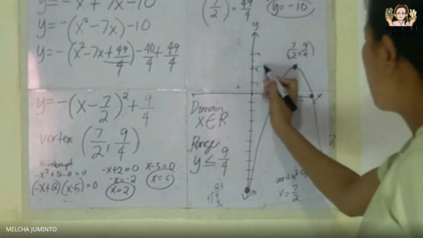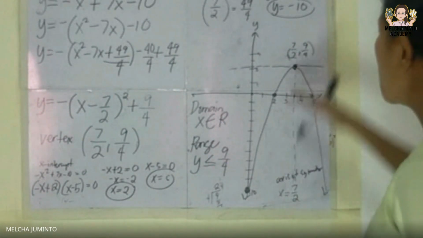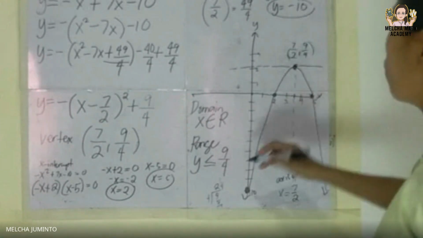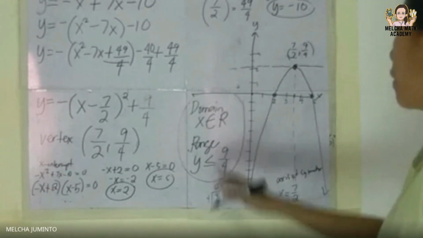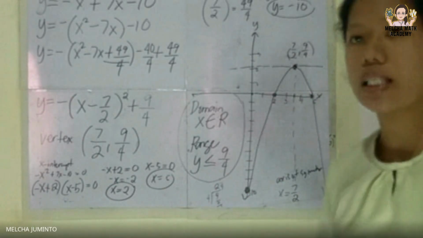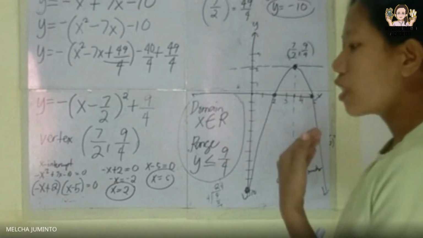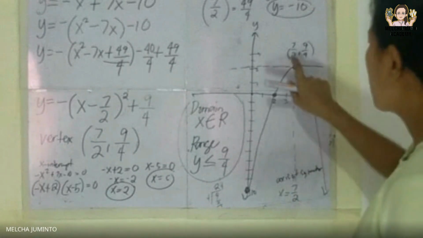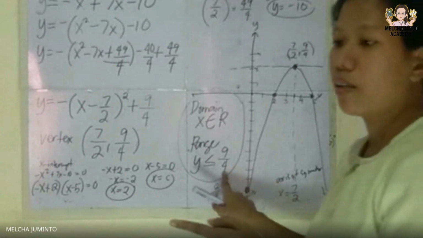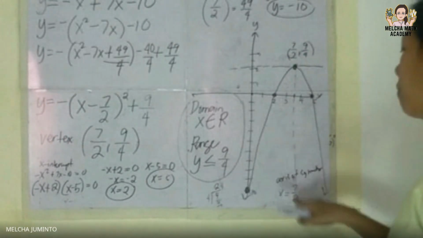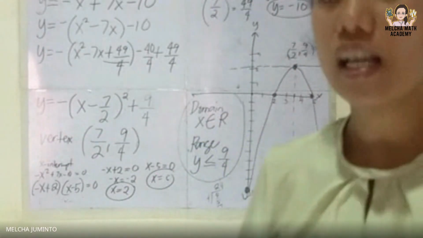Okay? That is the range. 9 over 4 and below. Those numbers which are bigger than 9/4 are not part of the range. Domain, all real numbers. Range is y is less than or equal to 9/4. In short, you will notice that the axis of symmetry is simply the x in the vertex or h, and the range is simply the k or the y in the vertex. Take note of that. Okay, so that's the last example.